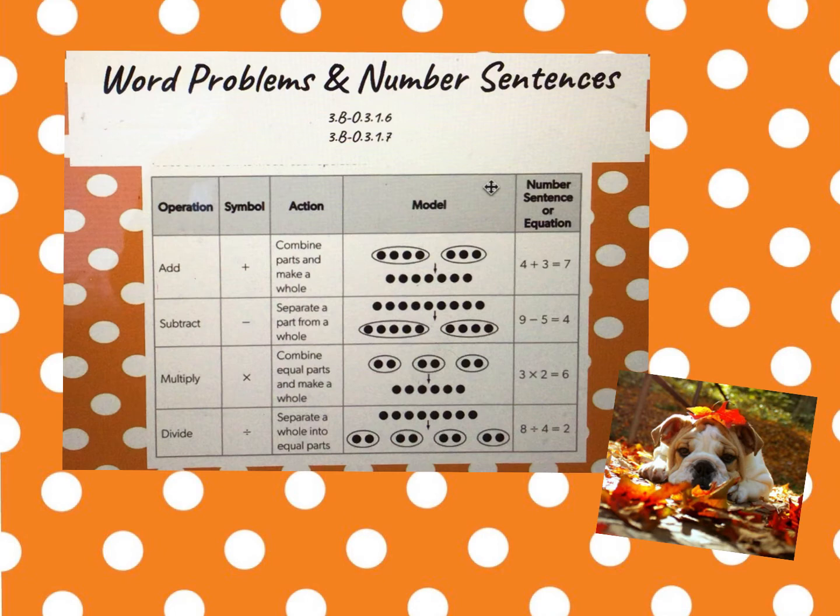to do. So if we are combining parts to make a whole, we're going to add. And if we are combining equal parts and making a whole, we're going to multiply, all right? And if we're separating a part from a whole, so we have the whole, we have the total, we're going to subtract. But if we separate a whole into equal parts, the key word is equal, so we have the whole right here, and we separate that into equal parts, we're going to divide.